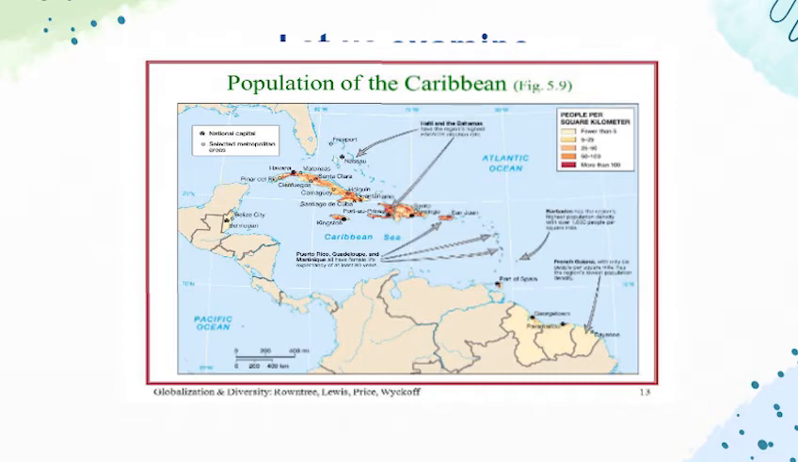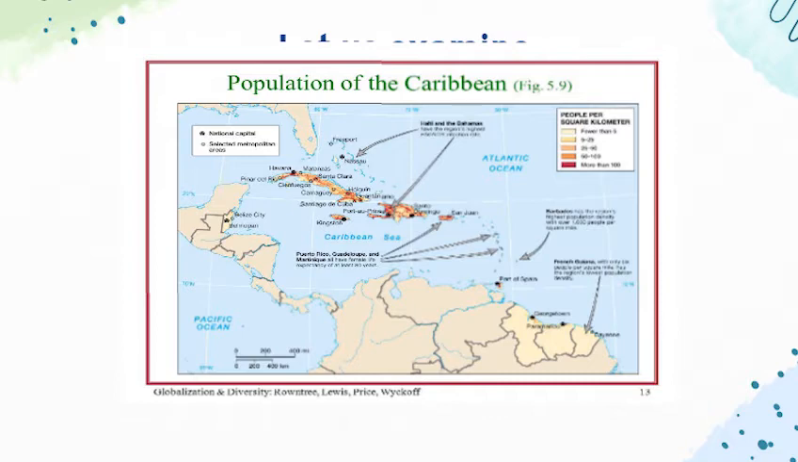Now this map shows the population of the Caribbean. All right, now let us look at the key first. So the key says people per square kilometer. So this is the amount of persons that are living per square kilometer. All right, now let's just look at the countries in the Greater Antilles first.